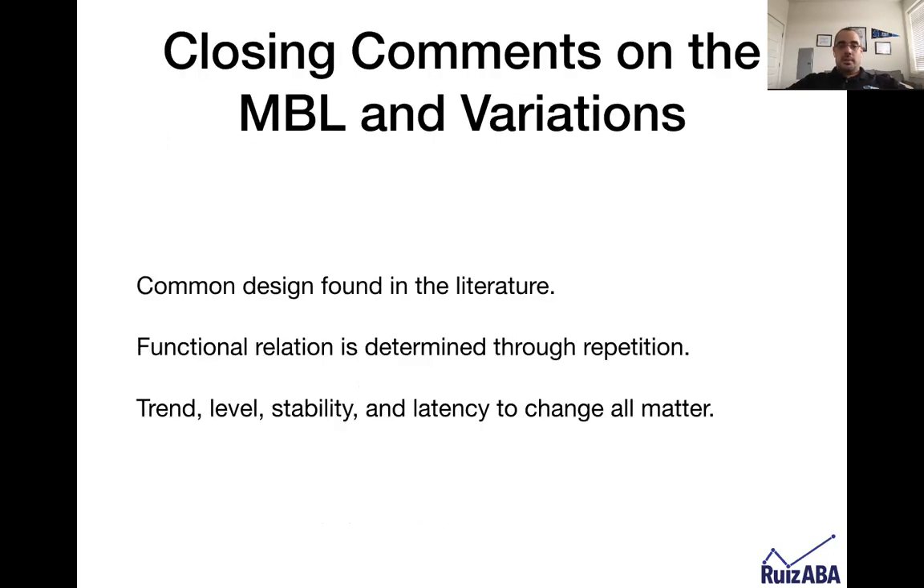So in closing, the multiple baseline and its variations are very common in the literature, especially in cases where we deal with things that we don't necessarily want to reverse or can't reverse. And a functional relation is determined through repetition. Trend, level, stability, and latency to change all matter in your analytic tactics. You can use all of them. The big idea is latency to change. What is the likelihood that repeating either across people, settings, or behaviors, that the change occurred over and over again? The more people you have, the stronger the argument can be made.